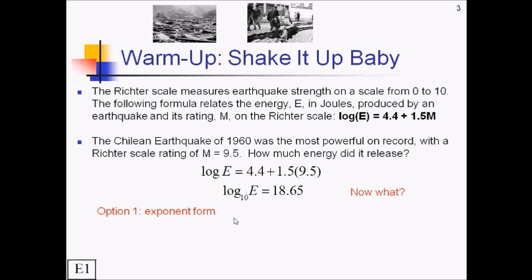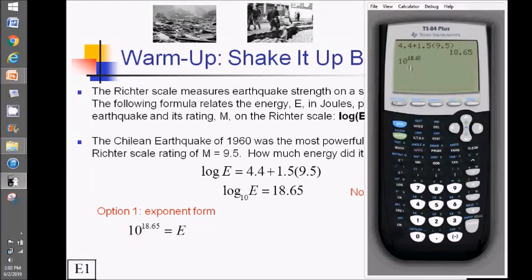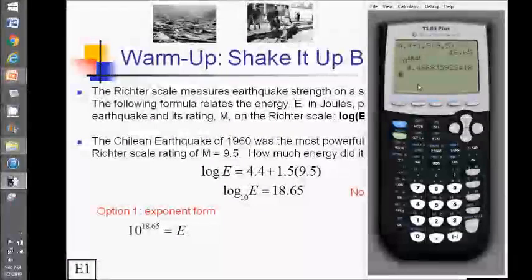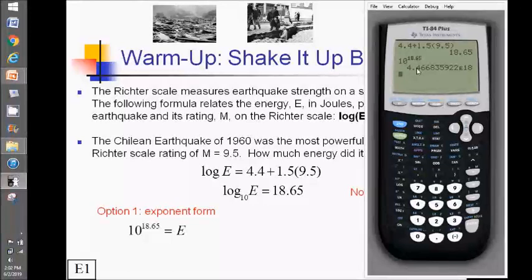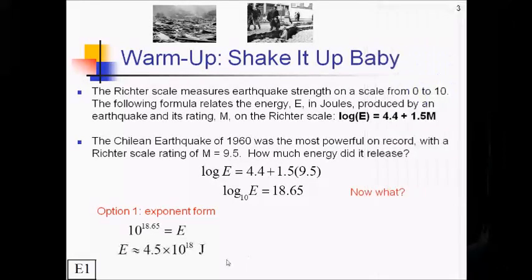Alright, so putting this thing in exponent form, we're going to keep the base of 10, and we're going to switch the input and the output. So we're going to do 10 to the output, 18.65, equals the input of E. And now we just have to figure this out on a calculator. And we see that 10 to the 18.65 is equivalent to 4.5 times 10 to the 18th power. And that's going to be in joules because this is earthquake energy. So that was one way to do it, using exponent form.